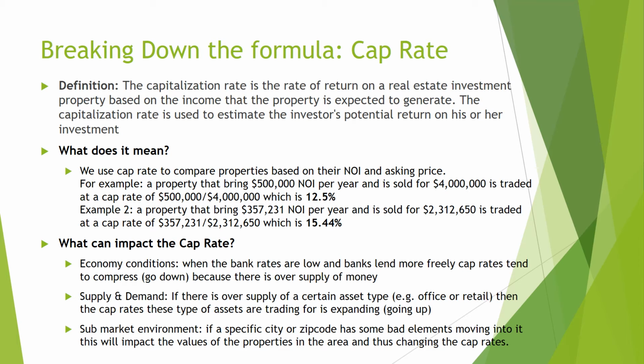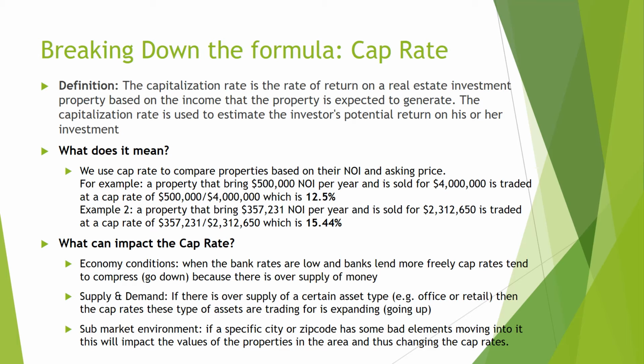So if I have a property that brings in $500,000 in net operating income per year and it's sold for $4,000,000, then the traded cap rate is 500,000 divided by 4 million, which is 12.5%. Well, that was easy enough because the numbers are really nice and round. But if I have to compare it to the property in example 2 that has a $357,231 NOI, and it was sold for $2,312,650.